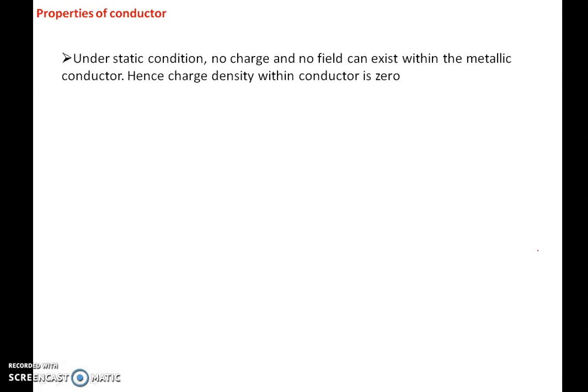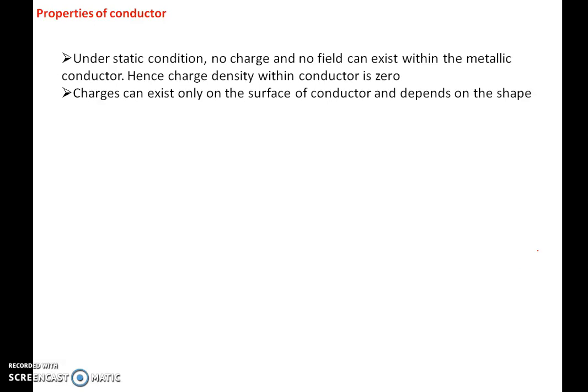So if the charge is 0, then the charge density inside the conductor is 0. So we can say that in a static condition, there won't be any charge or field within metallic conductors. But on the surface of the conductor, there can be a charge. So in a conductor, there will be a surface charge density, but no volume charge density. The surface distribution of the charges depends on the shape of the conductor.